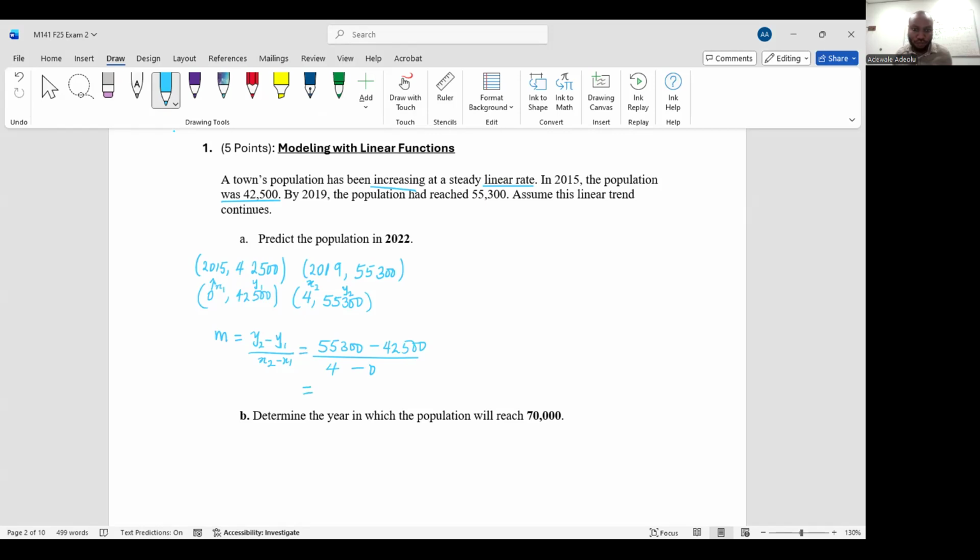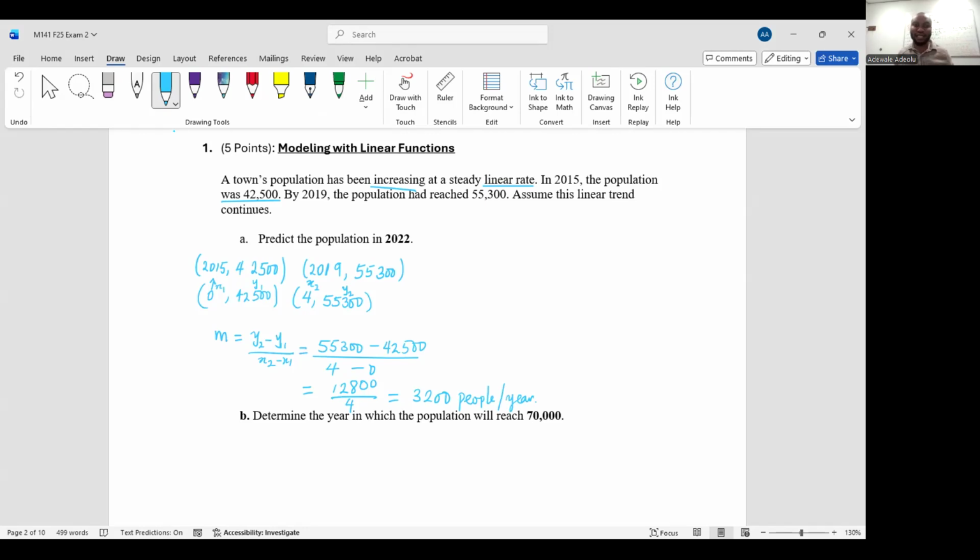So if we subtract this, we have 12,800 divided by 4. And that is 3,200. So it is positive. It turns out that we are having 3,200 people per year. That is the rate of increase.